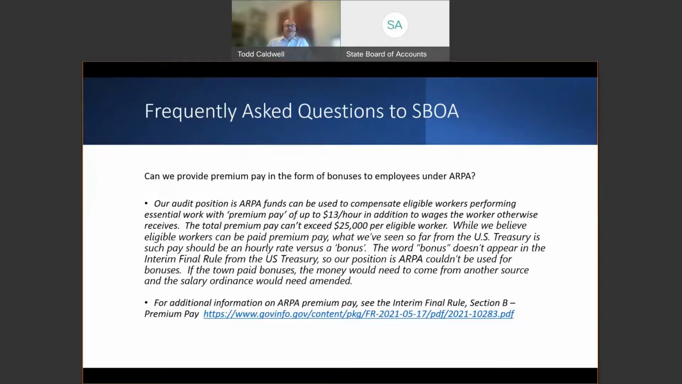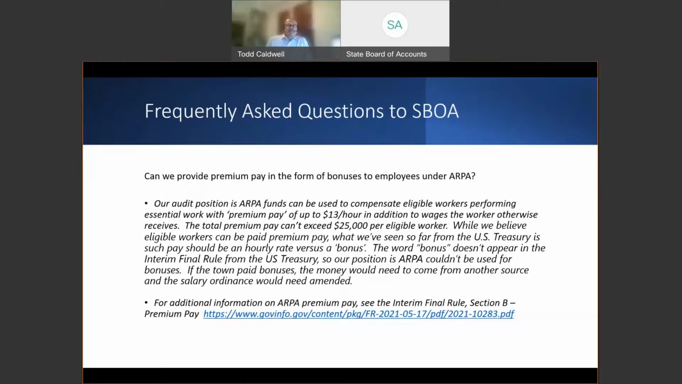Here's a question of if we can provide premium pay in the form of bonuses to employees under ARPA. Well, our position is that ARPA funds can be used to compensate eligible workers that are performing essential work with, quote, premium pay of up to $13 an hour, in addition to their wages they would otherwise get. As Susan mentioned earlier, that premium can't exceed $25,000 per eligible employee.